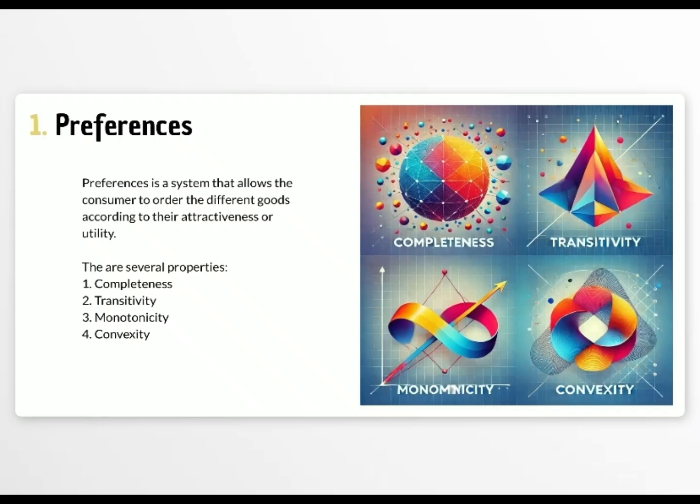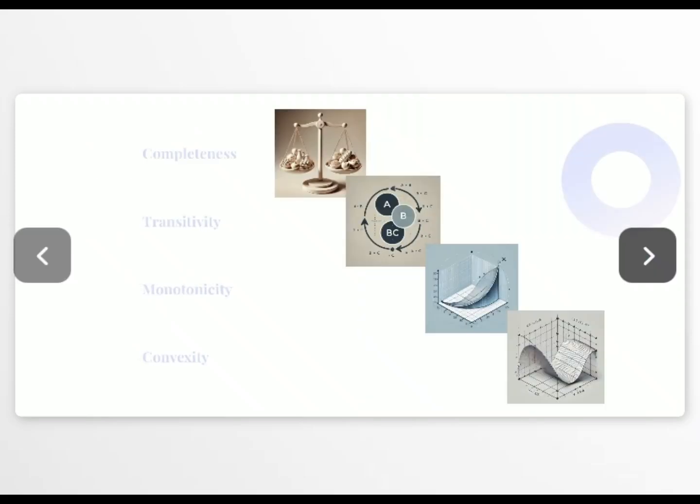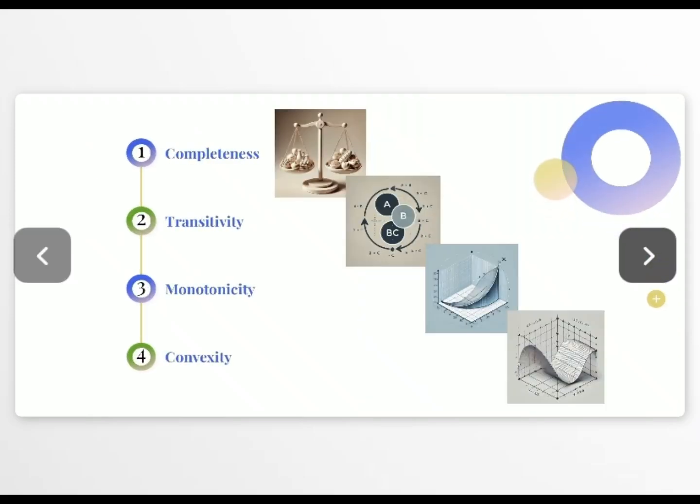The first one, completeness. We can say that a preference is complete if the individual can compare any two options, A and B, deciding that either A is preferred to B, or B is preferred to A, or the individual is indifferent between A and B. In the second one, we say that a preference relation is transitive if, when A is preferred to B and B is preferred to C, then A is preferred to C. It is an important property because without it, it would be difficult to represent preferences in a mathematical way.